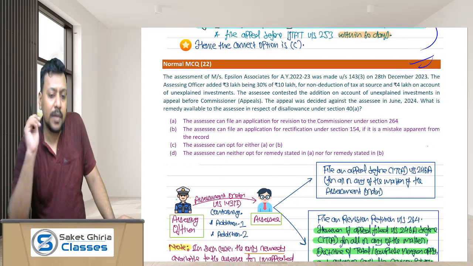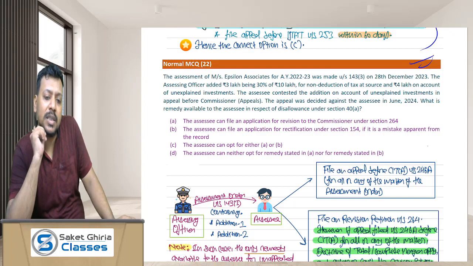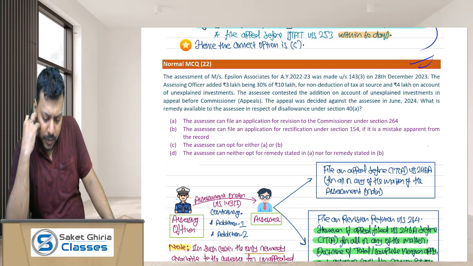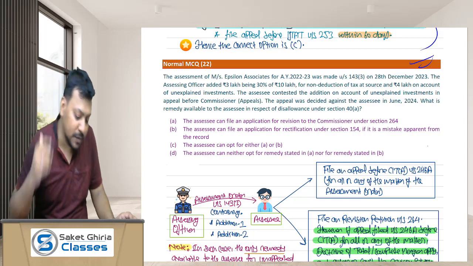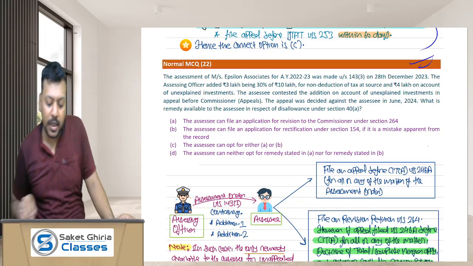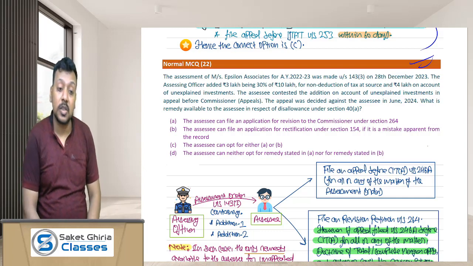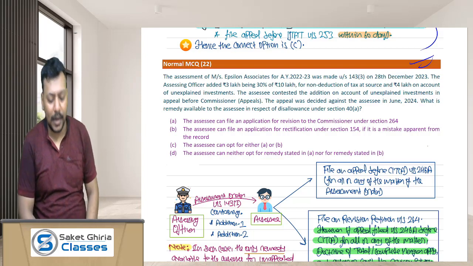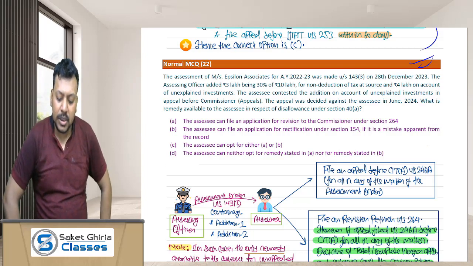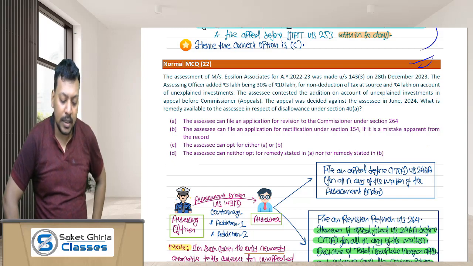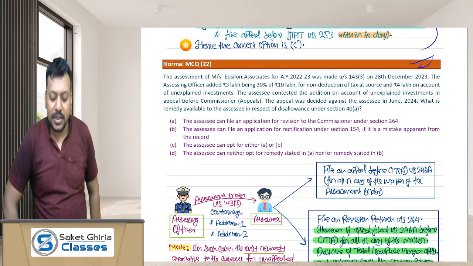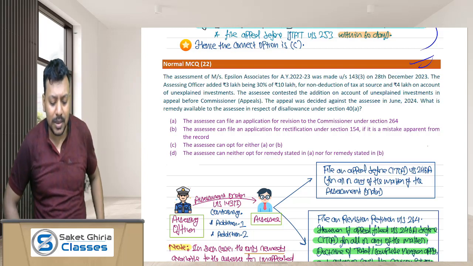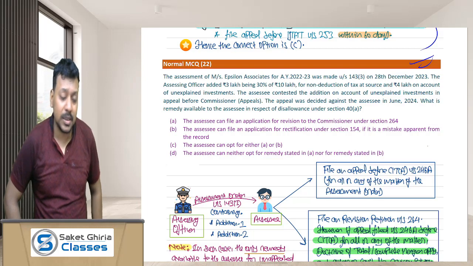Okay, moving further, the assessment of SSC Majors LLP and Associates under section 143(3) was made on 28 December 2023. The assessing officer added rupees 3 lakh for non-deduction of TDS and 4 lakh on account of unexplained investment. Means there are two additions being made by the assessing officer. One is rupees 3 lakh and one is rupees 4 lakh. Okay, the assessee contested the addition on account of unexplained investment in appeal before CIT appeals. The appeal was decided against the assessee in June 2024. What is the remedy available to the assessee in respect of the disallowance under section 40A?